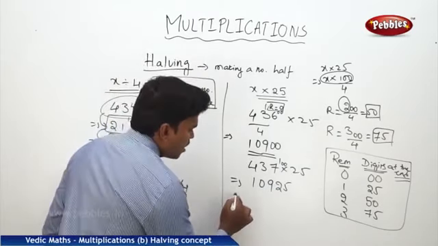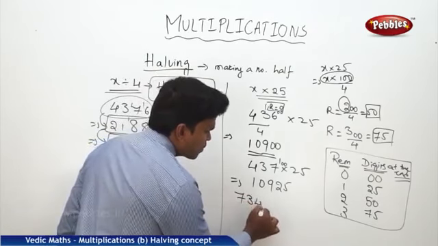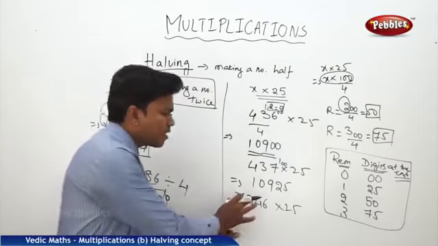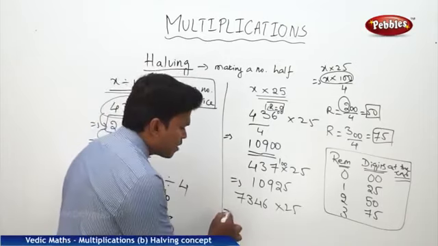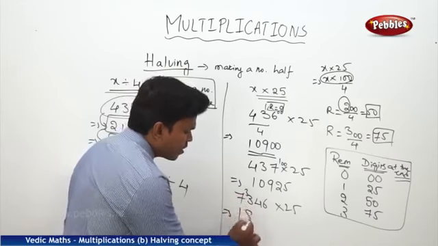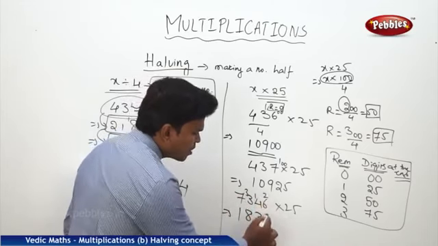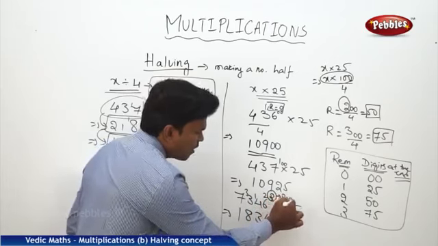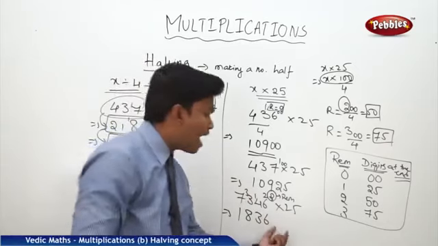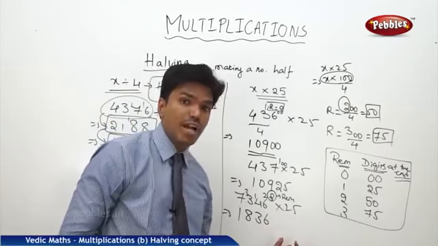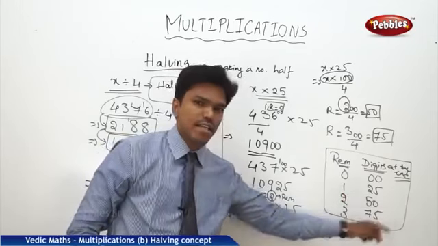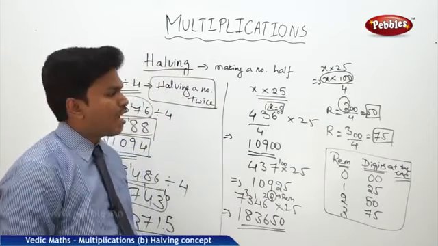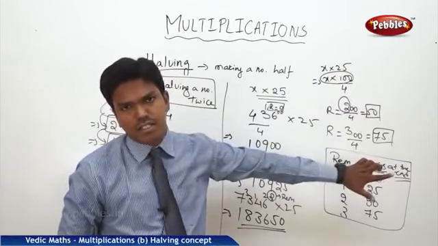Suppose, let us take 7346 into 25. We will directly divide the number by 4. How much will you get? 4 1s are 4, 3 remainder, 4 8s are 32, 1, 4 3s are 12, 2, 4 6s are 24. Finally, I am getting 2 as a remainder. When I am getting 2 as a remainder, what are the digits I need to add at the end? Yes, 50. So my answer is 183650. And the logic behind this one is what we just saw.